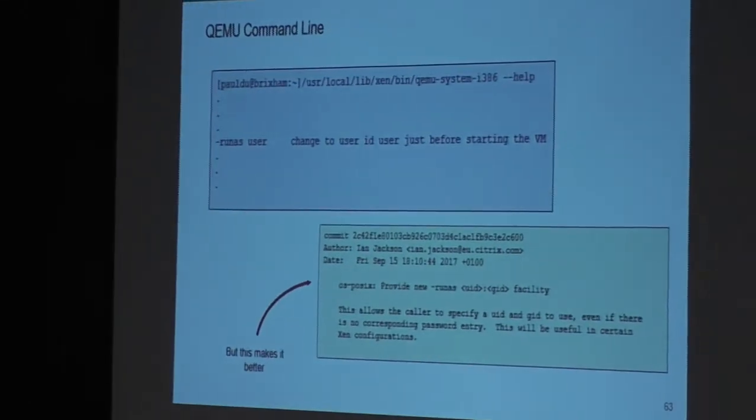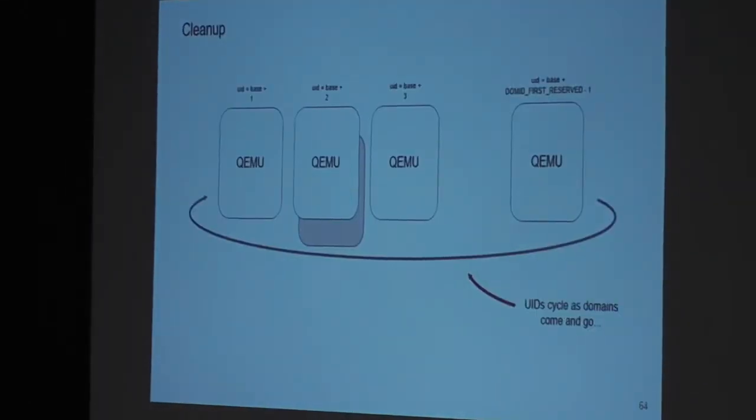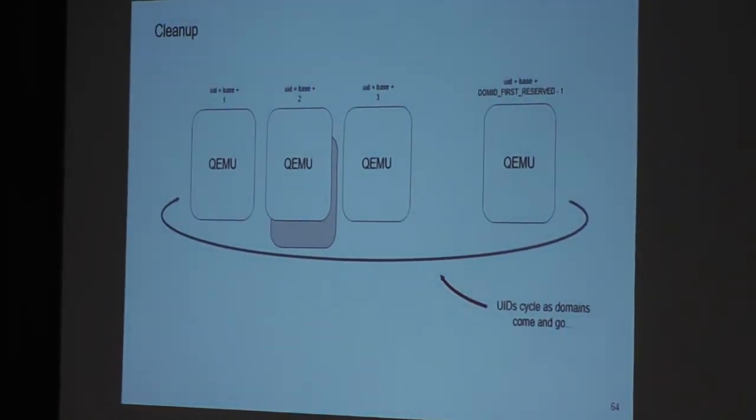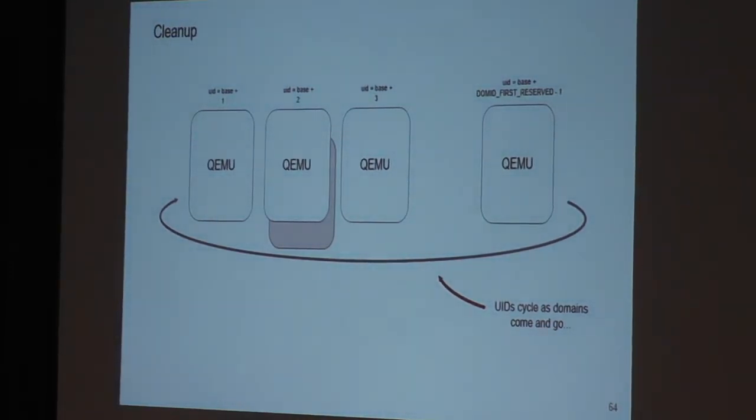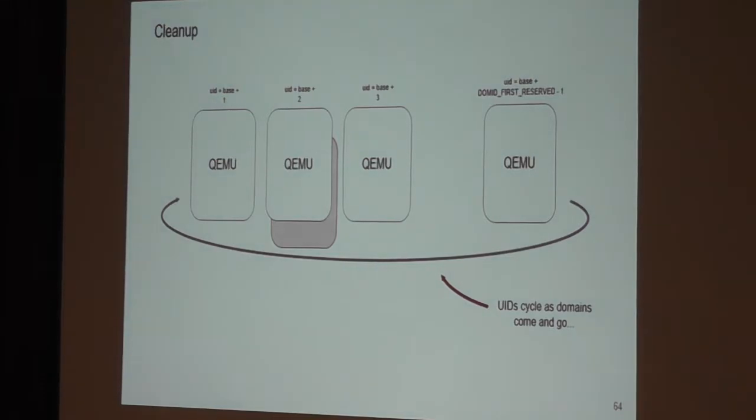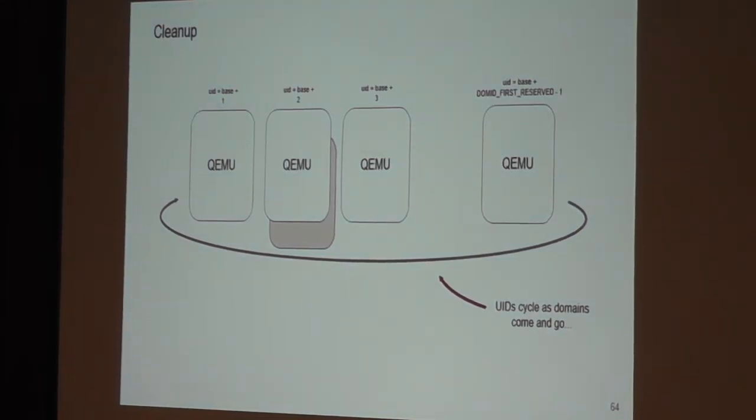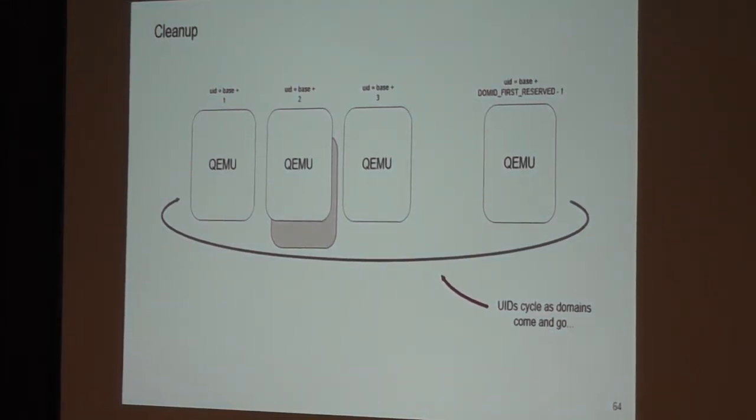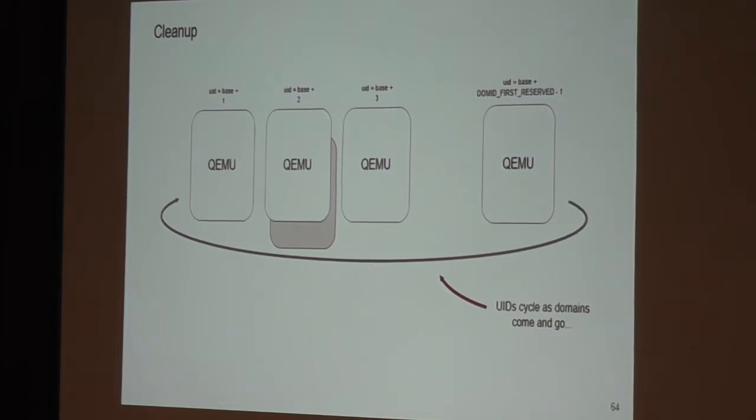But happily that's been solved. Ian Jackson upstream patched QEMU not long ago where we can actually use a UID-GID pair instead of a username, and that means we can now run QEMU directly as a UID rather than having to set up a user account for each individual one. But say we're now running QEMU as a separate UID, base plus 1, 2, 3, and so on, all up to that first reserved DOM ID value, which is 7FF0 minus 1, so that's where the 7FEF comes from.